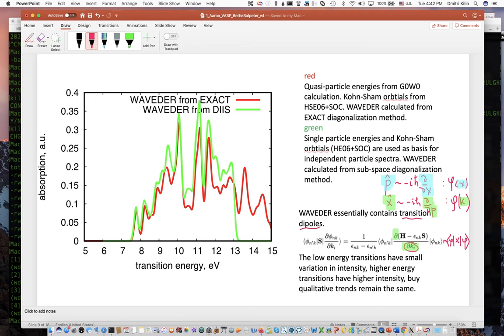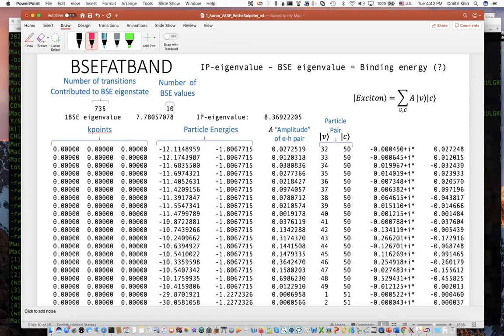And yeah, just checking methodology was the main point for doing these calculations. So next slide. This is an output file, the BSEFATBAND output file from the calculation. It contains quite a bit of information, but I tried to label it as best as I can.